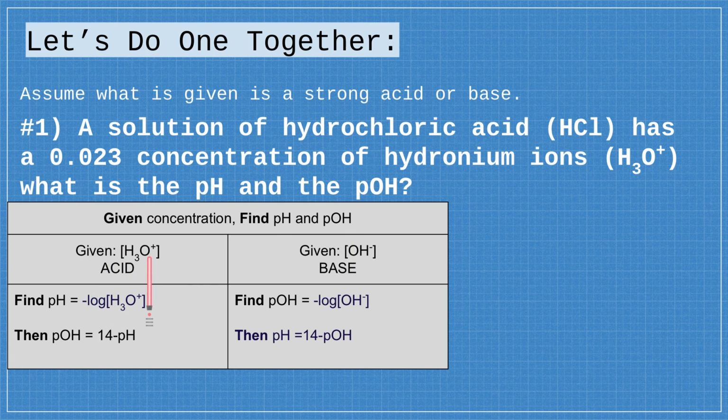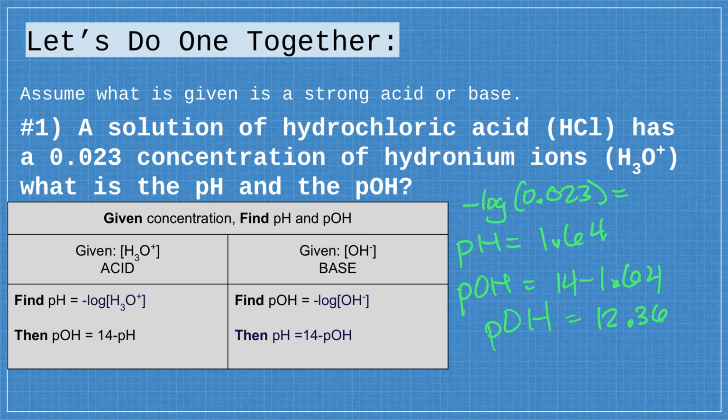So we're given the acid, hydronium ion concentration. To find the pH, we need to do the negative log of the hydronium ion concentration. And then to find the pOH, we do 14 minus the pH. So when we plug those numbers into the calculator, we get the negative log of 0.023, which is equal to our pH. And when you compute that in the calculator, you get 1.64.